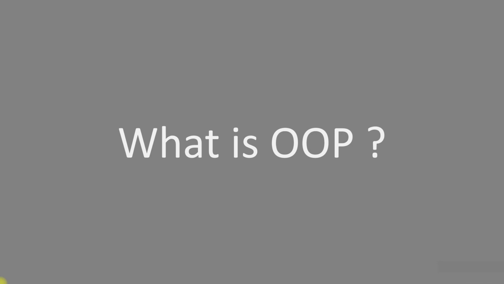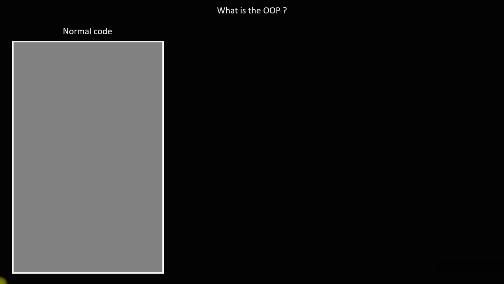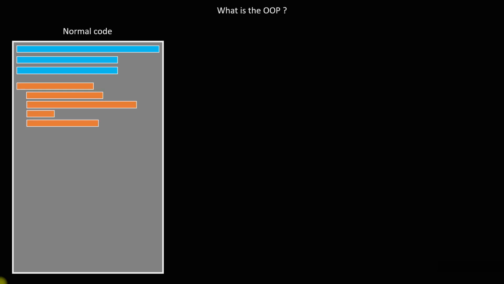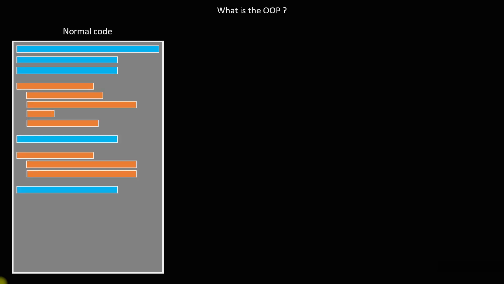What is OOP? OOP stands for Object-Oriented Programming. Okay, but what does that mean? What is the concept behind object-oriented programming? Let us say that you have a code, and this is your code, written like this, line after line, function after function, and this is everything.